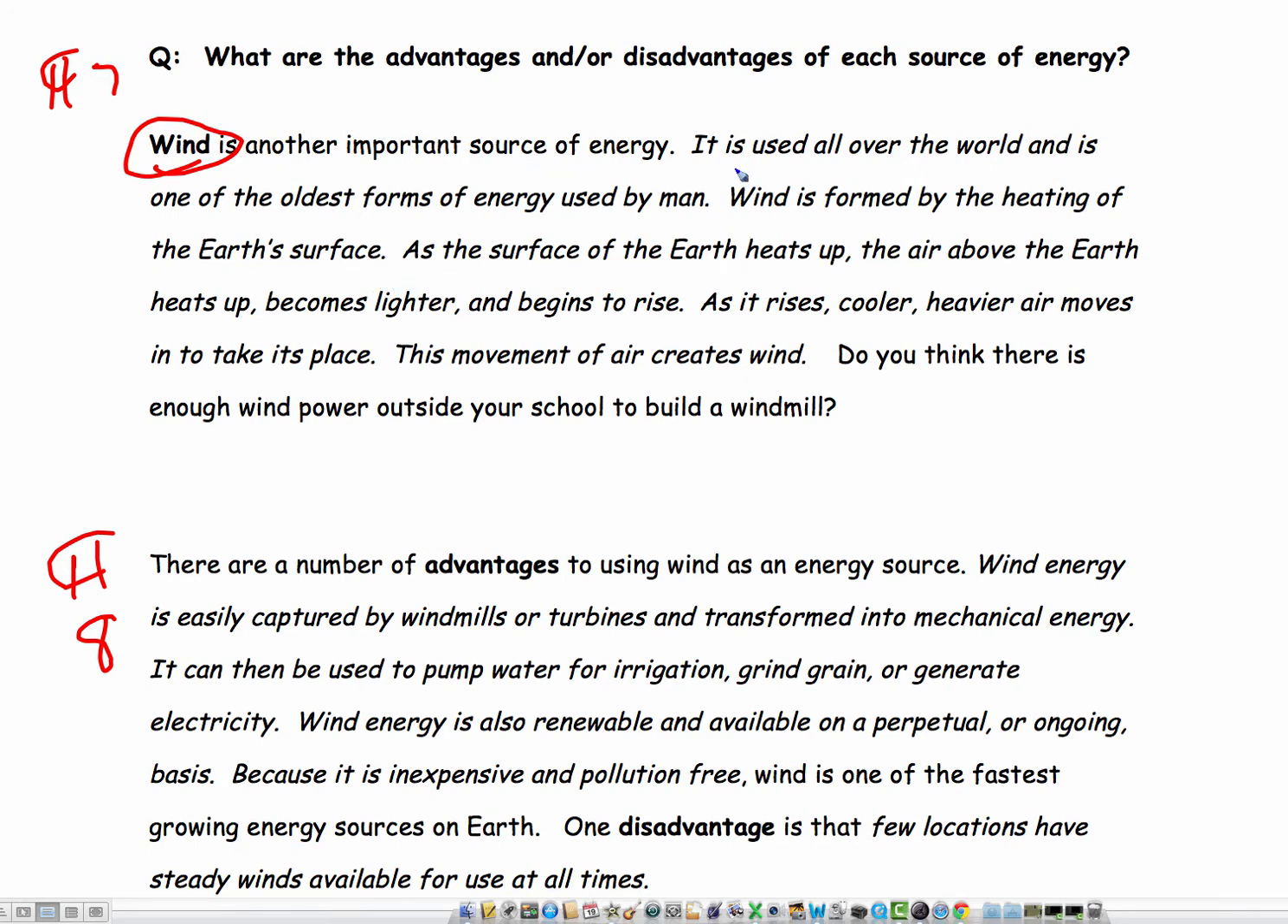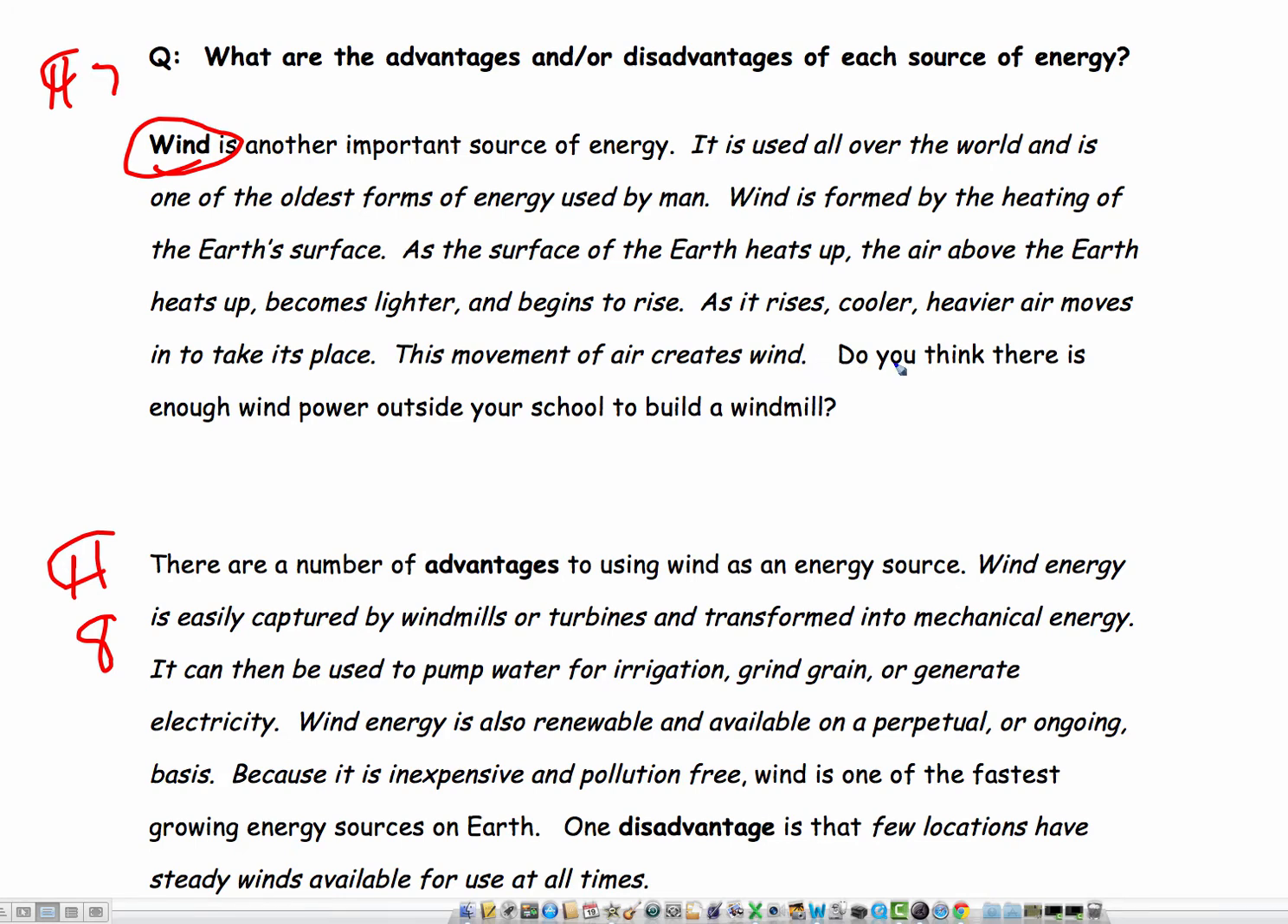It is used all over the world and is one of the oldest forms of energy used by man. Wind is formed by the heating of the Earth's surface. As the surface of the Earth heats up, the air above the Earth heats up, becomes lighter, and begins to rise. As it rises, cooler, heavier air moves in to take its place. This movement of air creates wind.